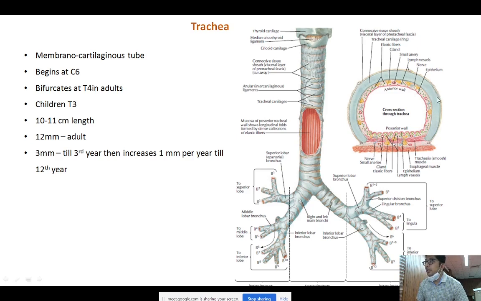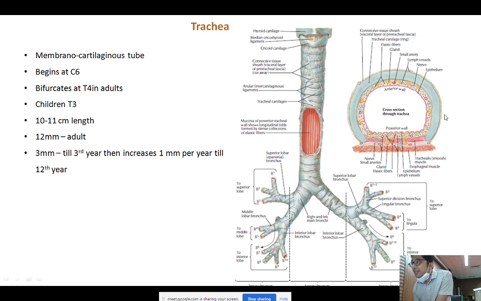So the first thing, why is there a need of a cartilage in the trachea? Any idea? Why couldn't it be just a muscle? To prevent collapse while breathing. Yes, very good. Because during inspiration, a negative pressure is created inside the trachea, isn't it? So if it were only smooth muscle, it wouldn't be able to maintain the lumen. It would collapse, isn't it?